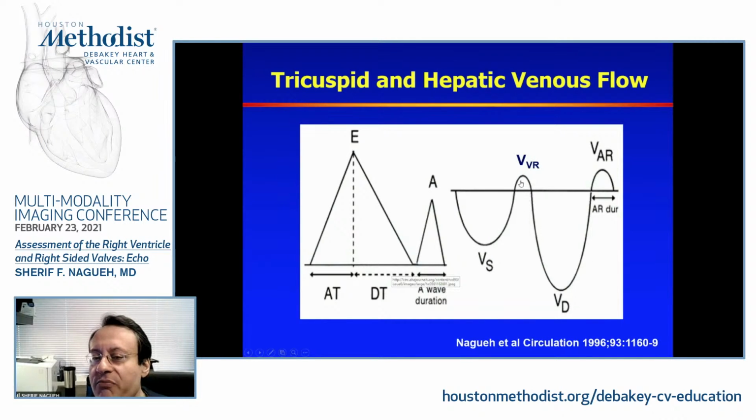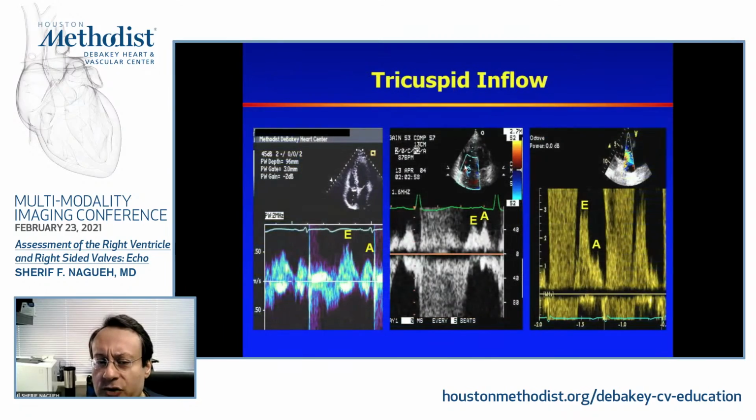There is a brief mid-systolic reversal, and then there is another reversal in late diastole due to right atrial contraction. The duration here can be measured as well, and similar to the pulmonary vein situation, the more prominent the atrial reversal, be it peak velocity or duration, the higher the right ventricular end diastolic pressure.